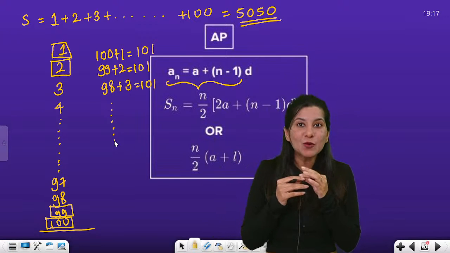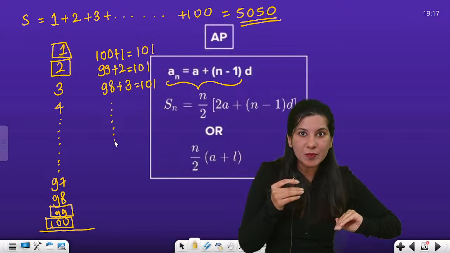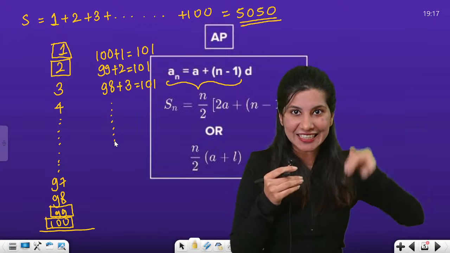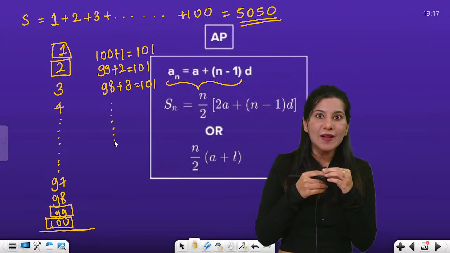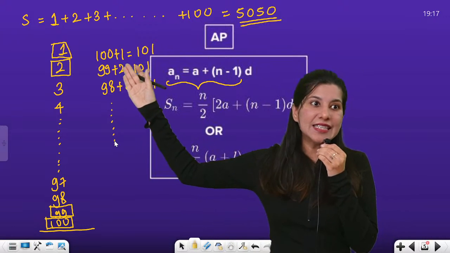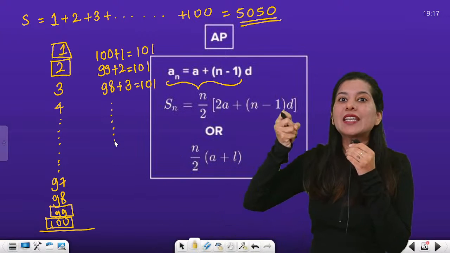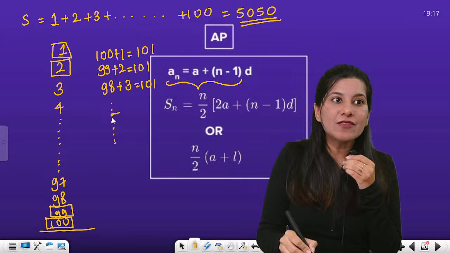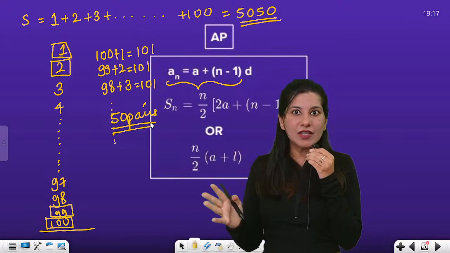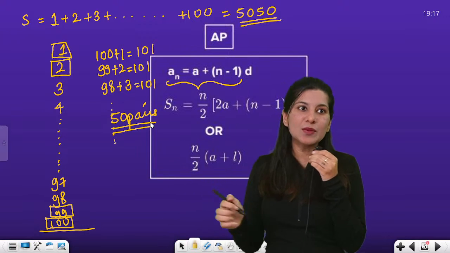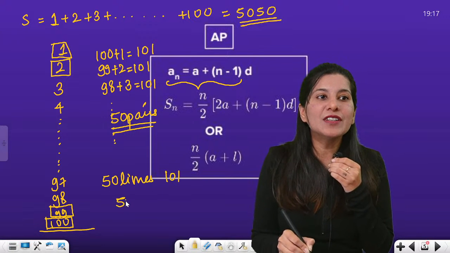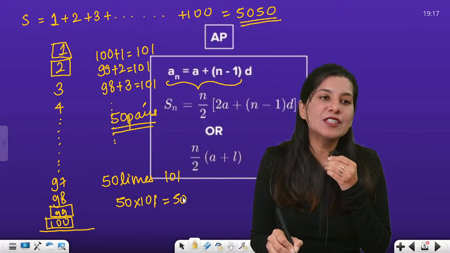He realized that the sum of the first and last number is equal to the sum of the second and second last number, which is equal to the sum of the third and third last number, and so on. Everything is 101. Now I just need to know how many 101s I'm going to get. You can clearly see that there are 100 numbers and we are picking 2 numbers at a time. So there will be 50 such pairs where I'll be getting 101. 100 numbers, divide by 2, so 50 pairs will be there. So the answer will be 50 times, you are getting what? 101. So 50 into 101 will be 5050.